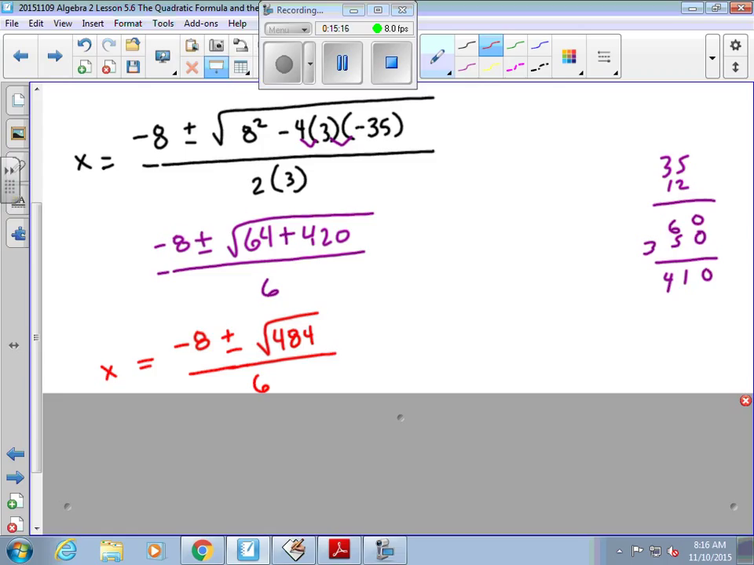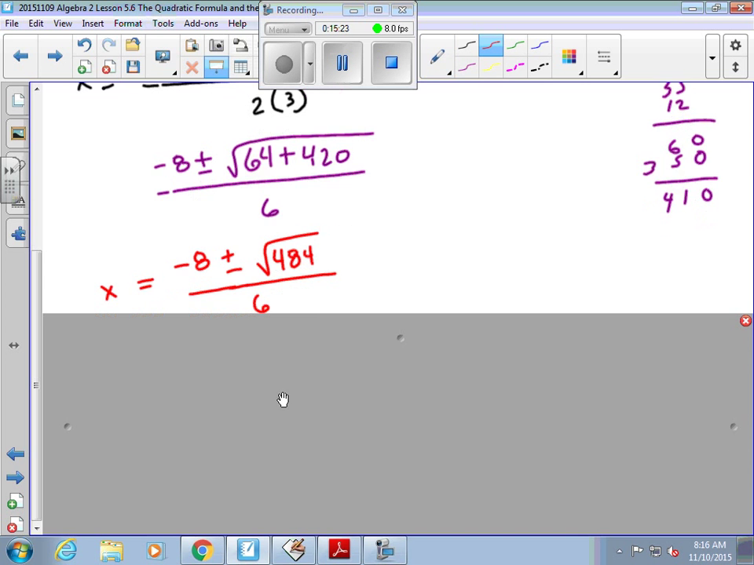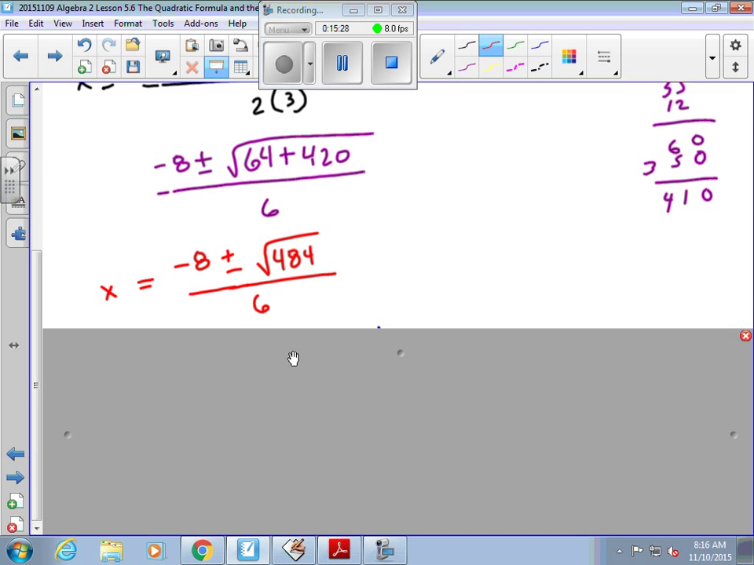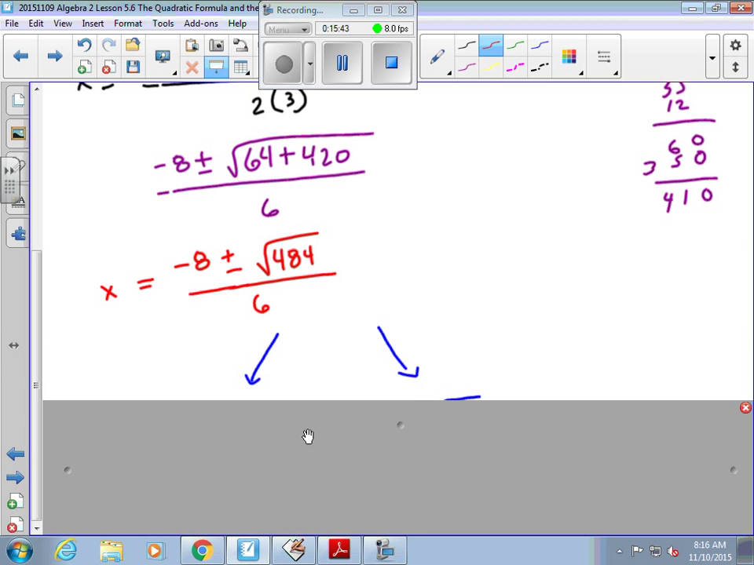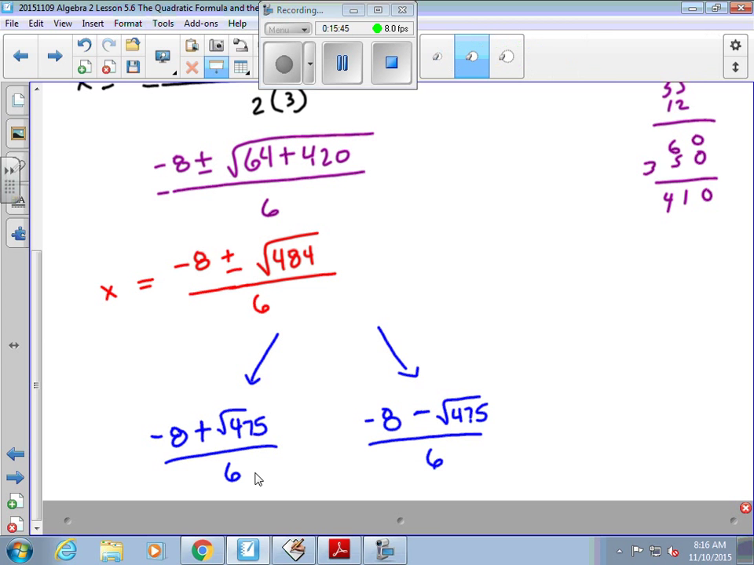But since we're talking about irrational numbers anyways, and we're talking about making this into an approximation, I'll show you this in just a second, we're going to take this and separate it into two real numbers. Even though it's an irrational number, the square root of 484 is a real number because it's not a negative value. So negative 8 plus the square root of 484, not 475. Again, I made those same mistakes. Let me change them.